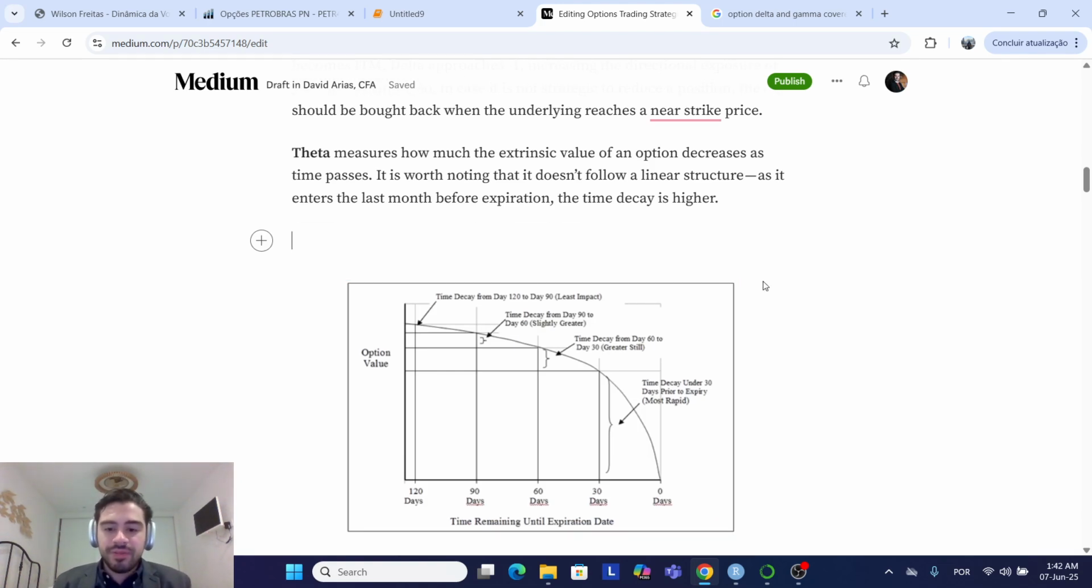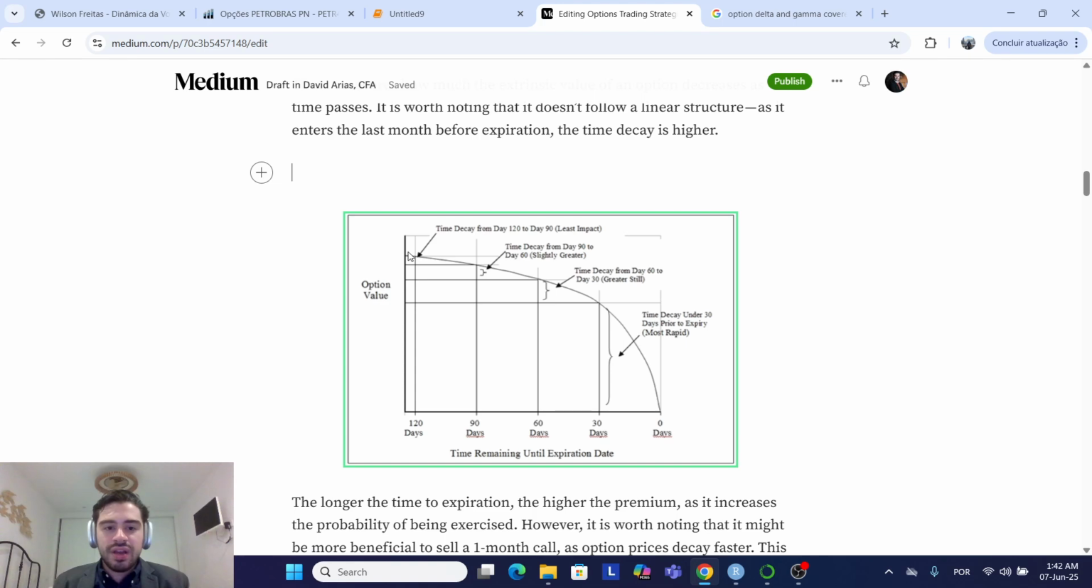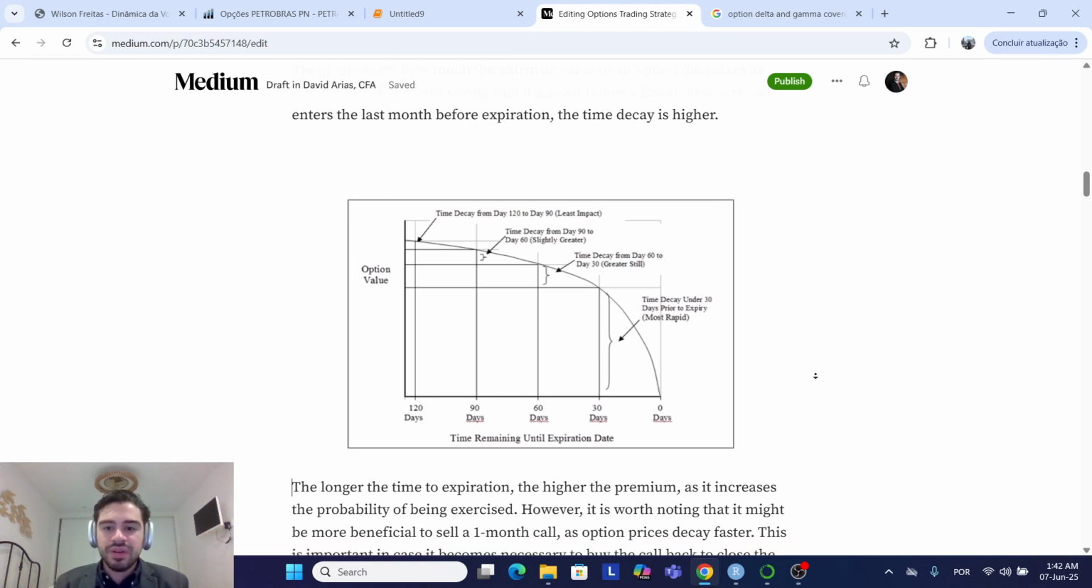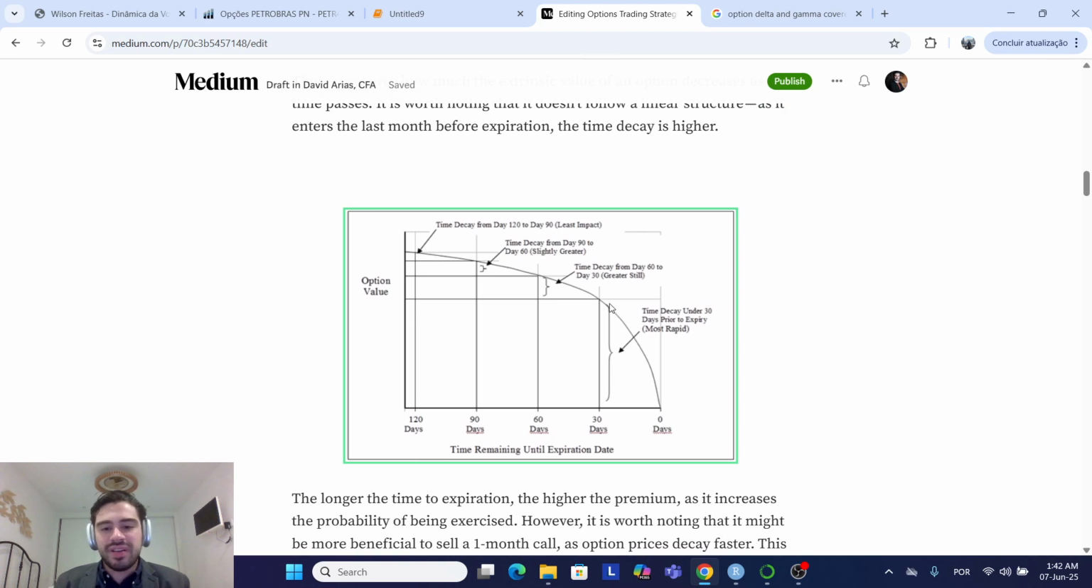However, I'm selling an option, so time is our friend. What happens here is called time decay. When it starts to get close to the expiration date, 30 days, this is the period where the option starts to decline faster. So if I'm selling a call, I want to sell in this period because that's where it's going to decline more.